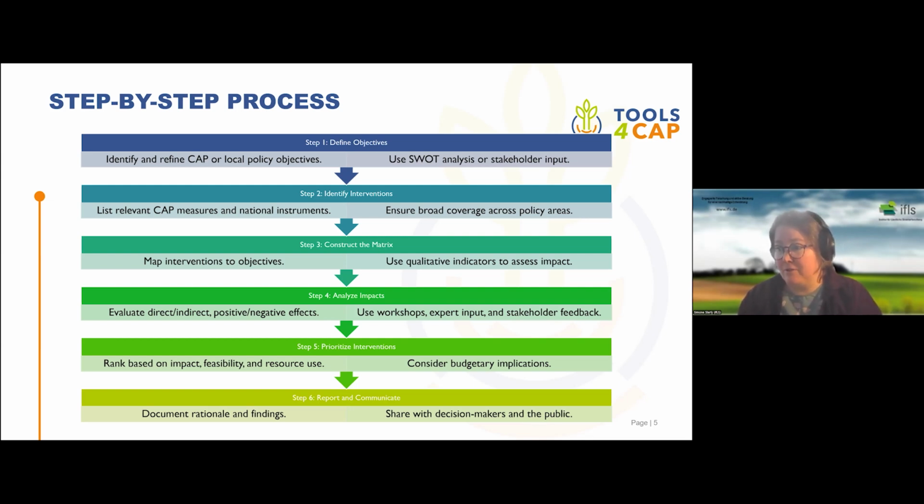The third step is the construction of the matrix. As I said, the objectives go to the columns and the interventions to the rows, but we will see later in the breakout group that that could also be the other way around. It doesn't really matter. However, this is the principle in the matrix. Then we use qualitative indicators like the pluses and minuses, but it can also be numbers to show directions and magnitude of impact. This visual structure helps us to see the alignment and the gaps, and that's really useful in the process.